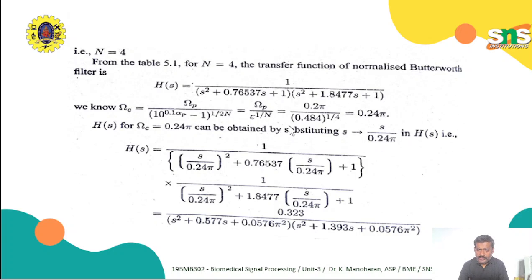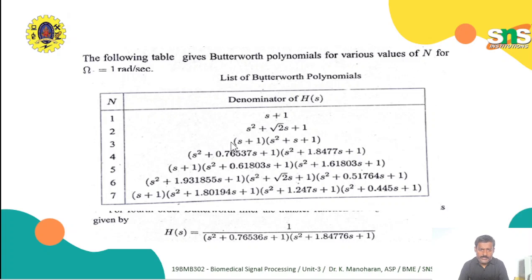So we know the tabulation for each n value, we know the denominator functions. We can refer to it. Look at this. So this is the n value and this is the denominator function. Now refer to this for n equal to 4. So this is the transfer function: s square plus 0.76537s plus 1 and then s square plus 1.8477s plus 1. This is the denominator of H of s.